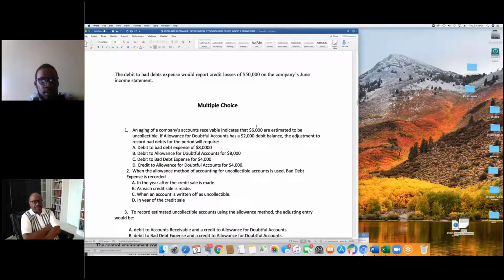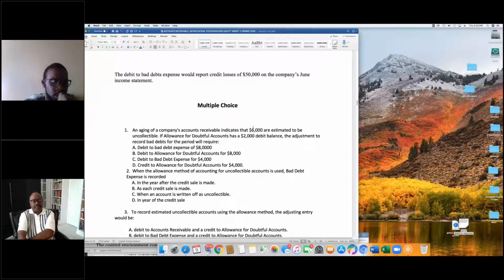Okay? That's fine. If it were a credit balance, 4,000 would be correct. But because it has a debit balance, we want the balance to be 6,000. So the account at present has a debit balance of 2,000. So it's going to take a credit of 8,000 to get it to 6,000 where we want it.